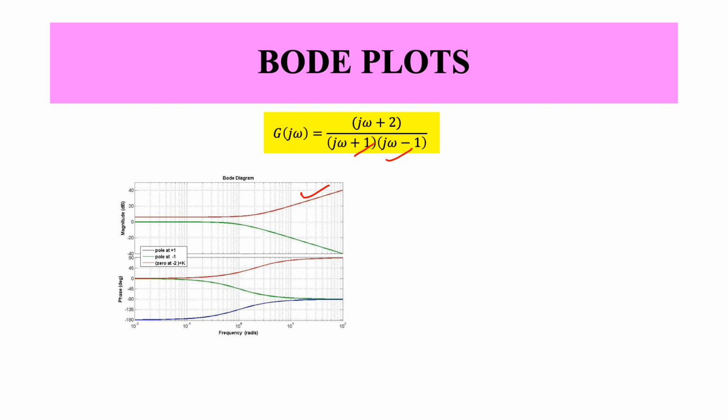If I just remember how the first order term looks, the angle starts from 0, and then reaches minus 45 at the corner frequency. Similarly with this one, it starts at 0, reaches minus 45 at the corner frequency, and then points here. So this is how the overall plot looks.